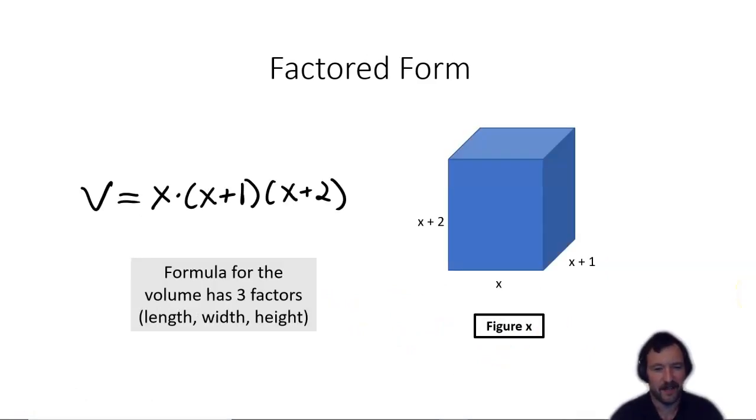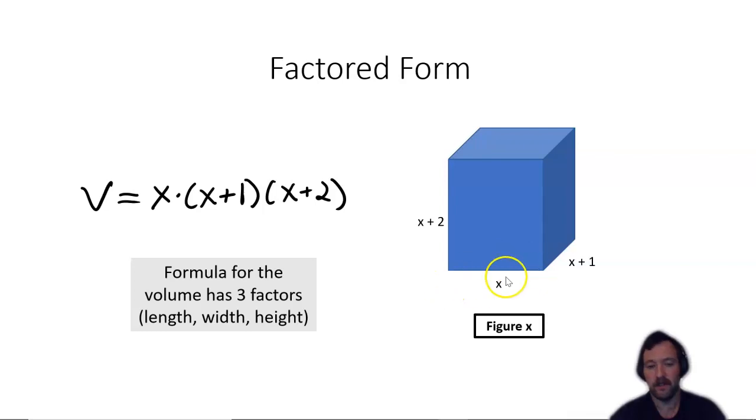Anyway, so here I just have a little illustration of that idea. I'm using variables here to represent the dimensions of this cube, and it's x units across, and it's x plus 1 units deep, and x plus 2 units tall. So you multiply those three numbers together to give you the volume.